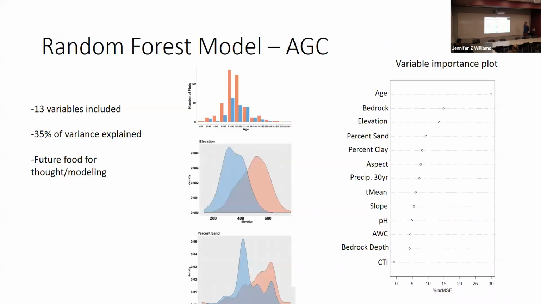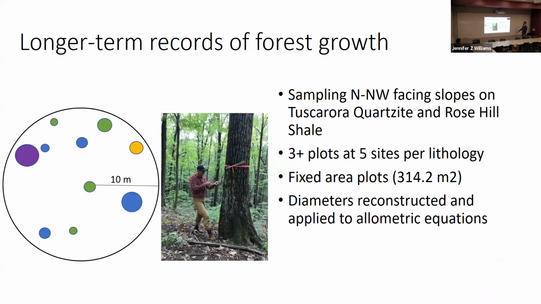So I'm going to move on to some longer term reconstructions of forest carbon in my field work. In our local landscape, I've been sampling forest plots on north and northwest facing slopes on the Tuscarora quartzite and the Rose Hill Shale, in Stone Valley and in Rothrock. These are the same hill slopes that Lily Hill used for her research in the past, just for the folks that have been around for a while, who will remember those two.